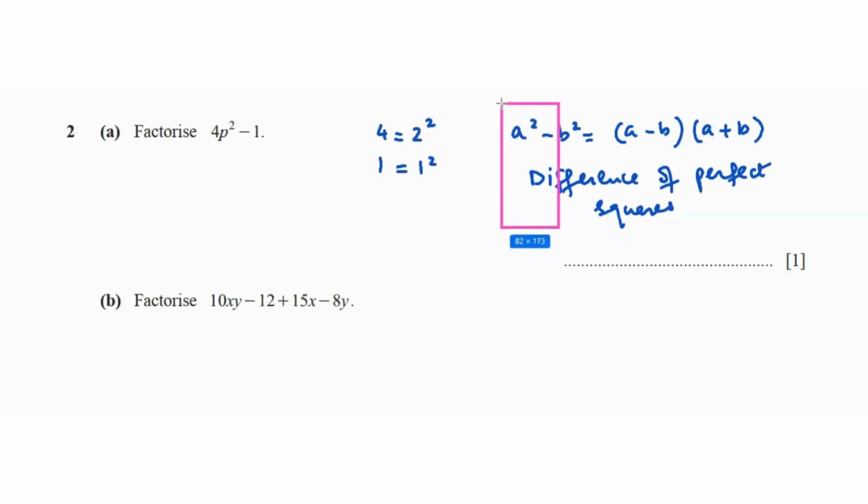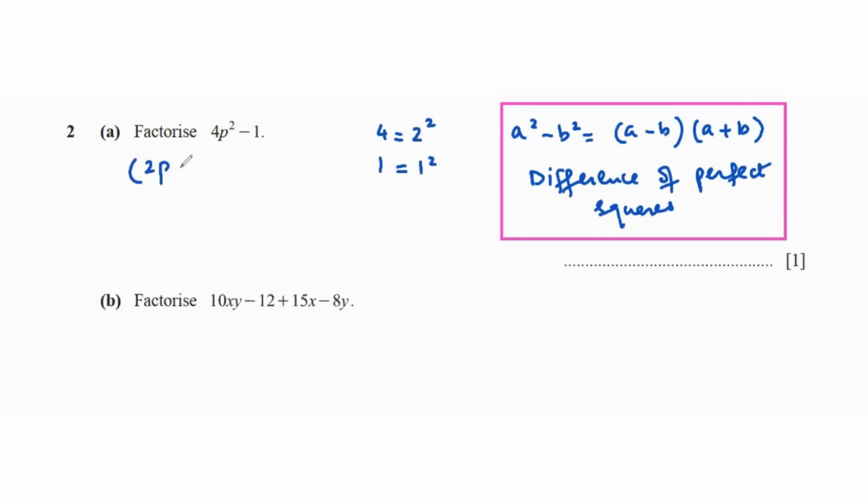And what we will do is we will just rewrite the given expression as a minus b times a plus b. So that's going to be 2p minus 1 times 2p plus 1.